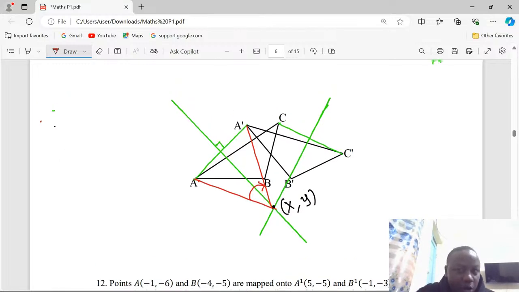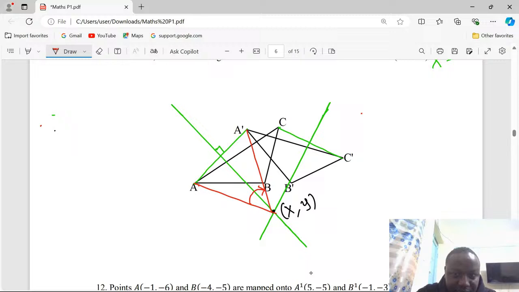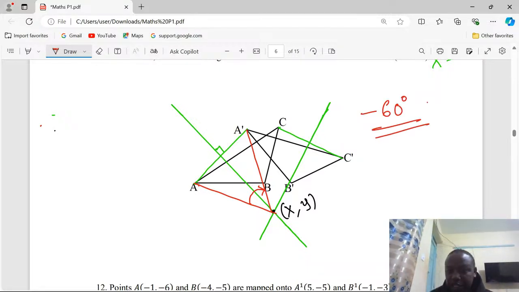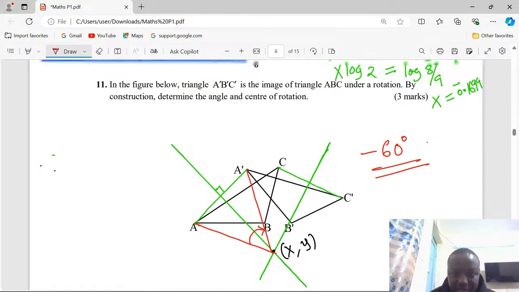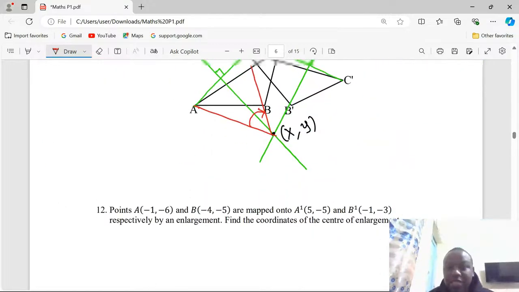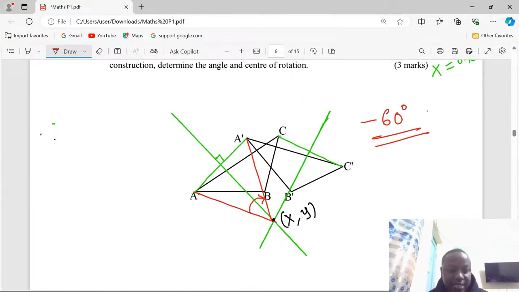So you measure the angle. Let's say, for example, you've gotten 60. Now you write it as negative 60 degrees. This is the angle of rotation. There must be a sign behind it. The sign behind that angle is the one to tell us the direction of our turning.